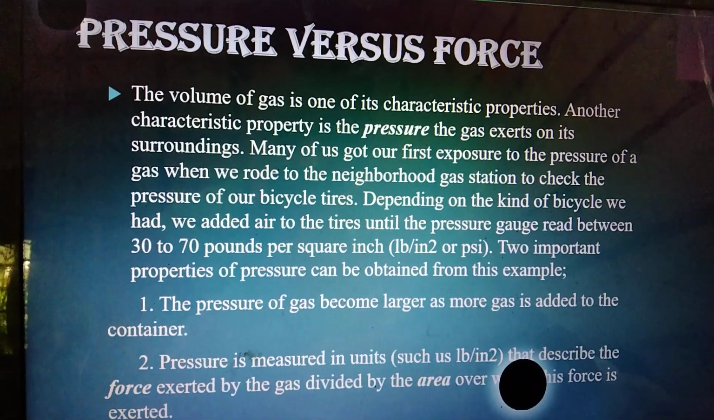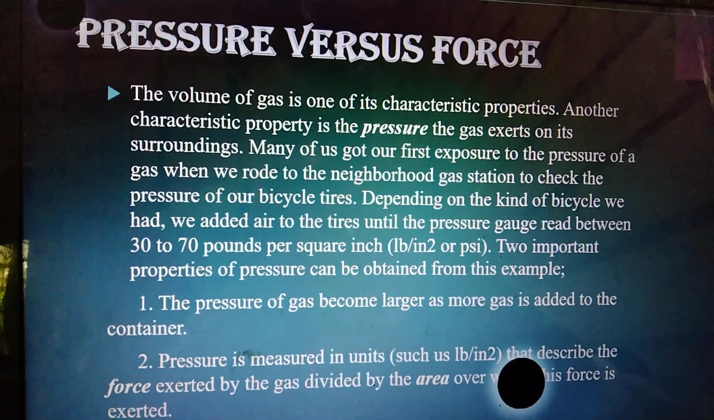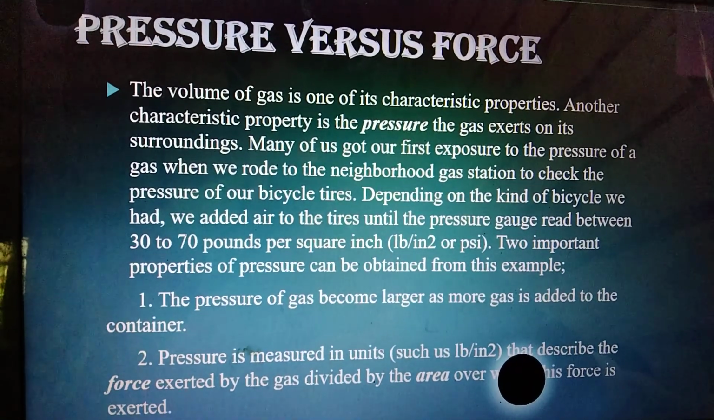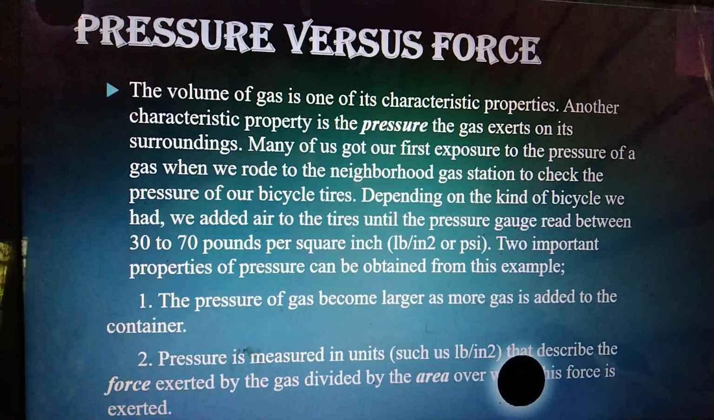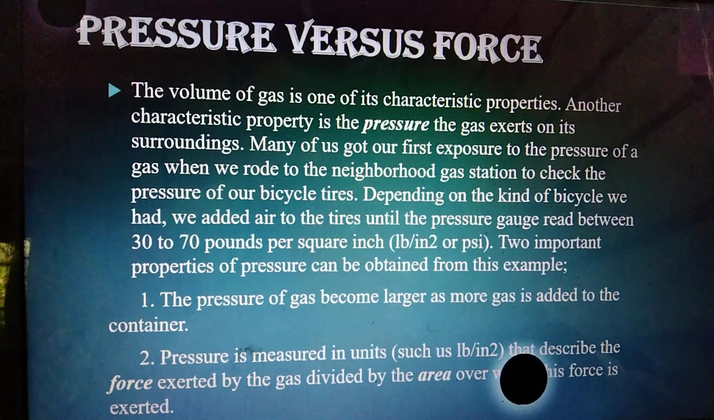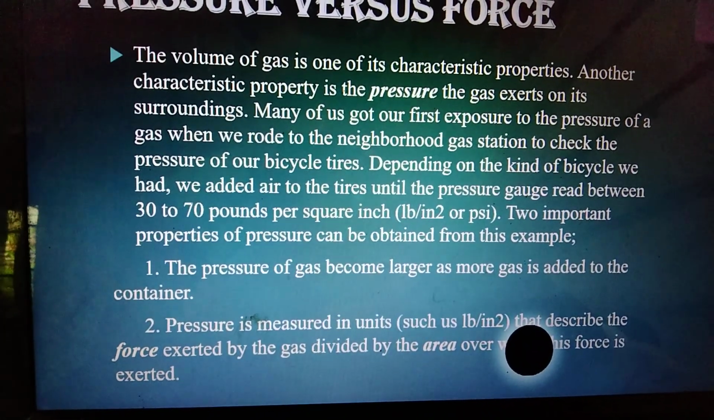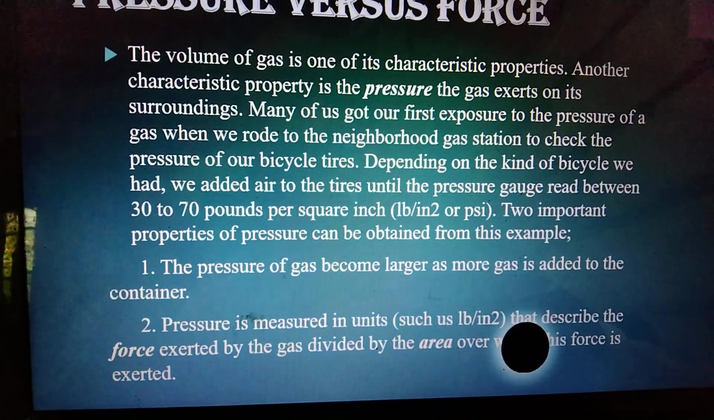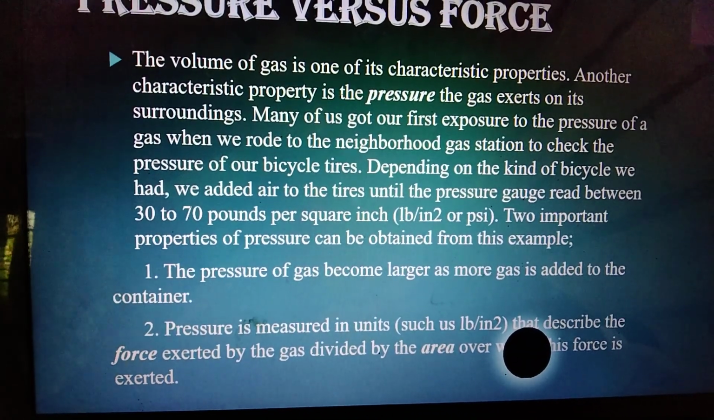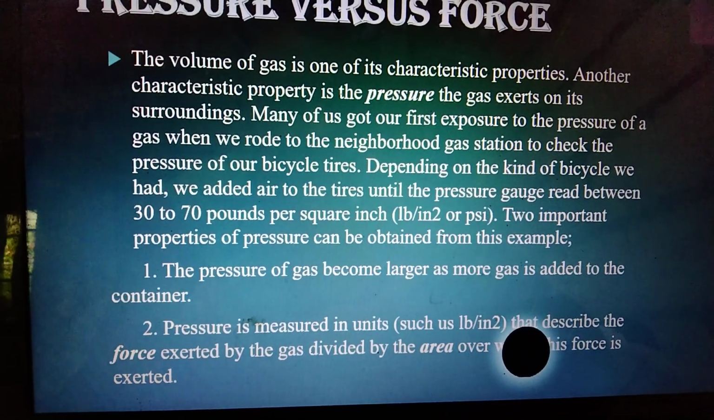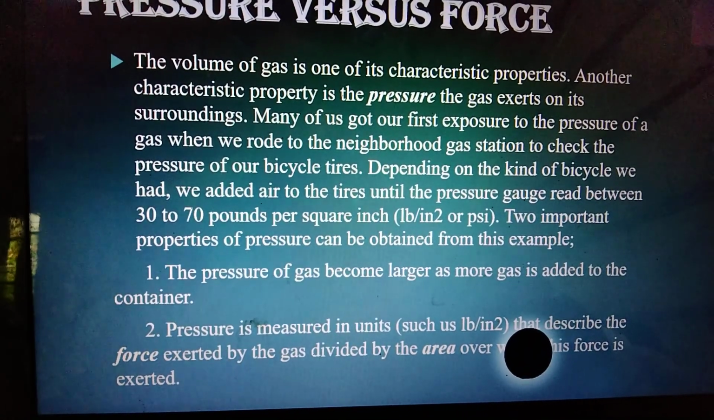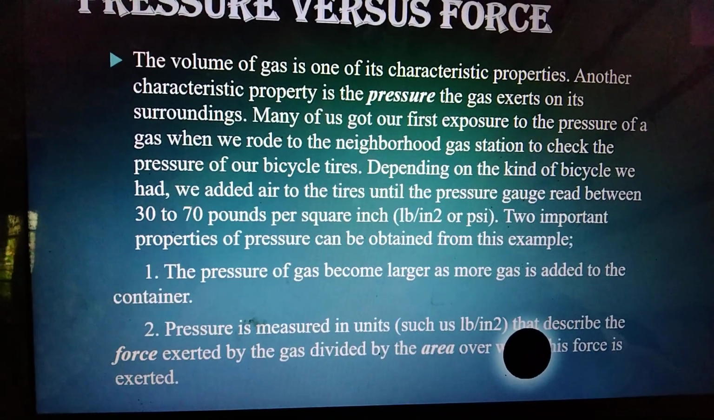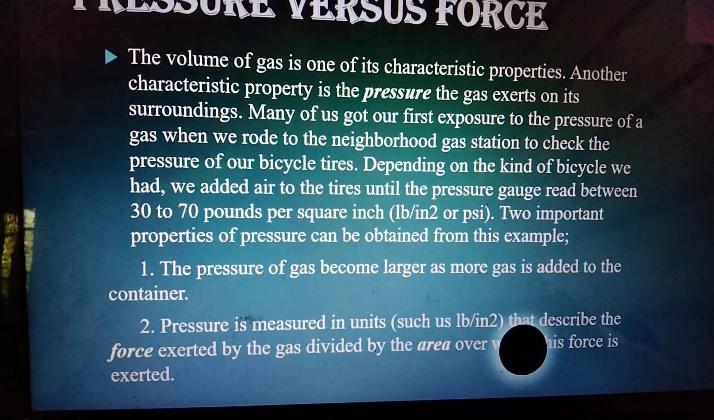Depending on the kind of bicycle we had, we added air to the tires until the pressure gauge read between 30 and 70 pounds per square inch. Two important properties of pressure can be obtained from this example. First, the pressure of a gas becomes larger as more gas is added to the container. Second, pressure is measured in units that describe the force exerted by the gas divided by the area over which this force is exerted.